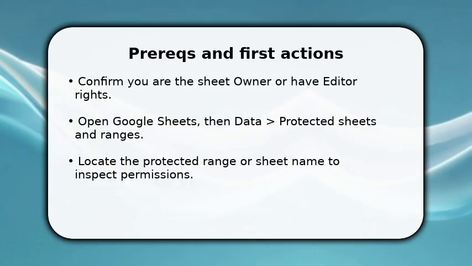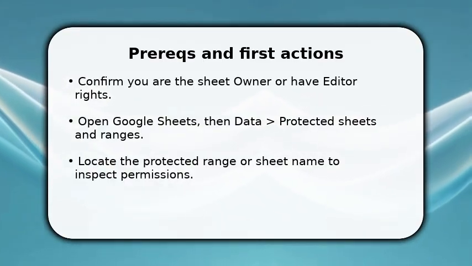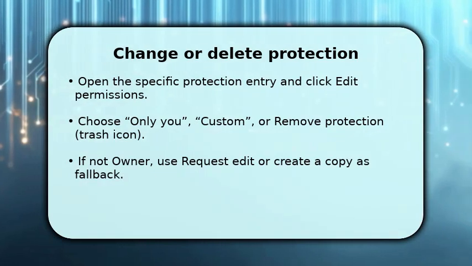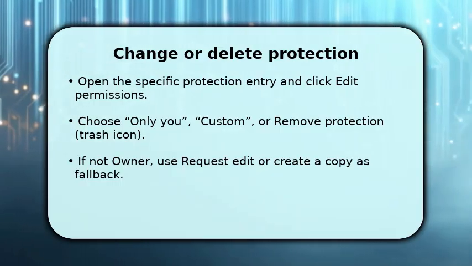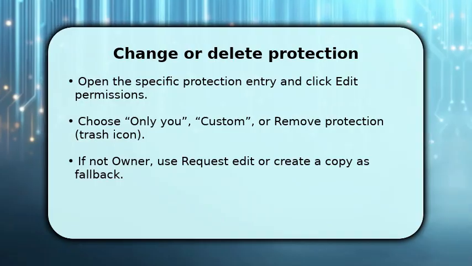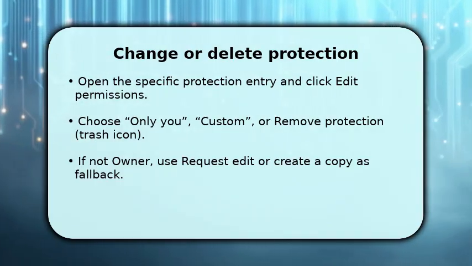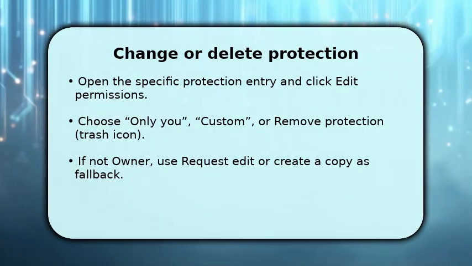Now that you've found the protection entry, you're ready to change permissions or delete it. Proceed to adjust settings in that protection panel. Once you're in the protection entry, click Edit Permissions to see allowed editors. If you're the owner, remove protection by clicking the trash icon or change permissions to include collaborators. Make sure to pick Custom and add specific emails if you want controlled access instead of full removal.